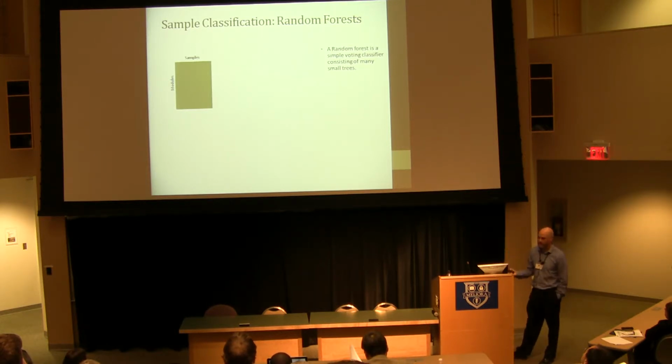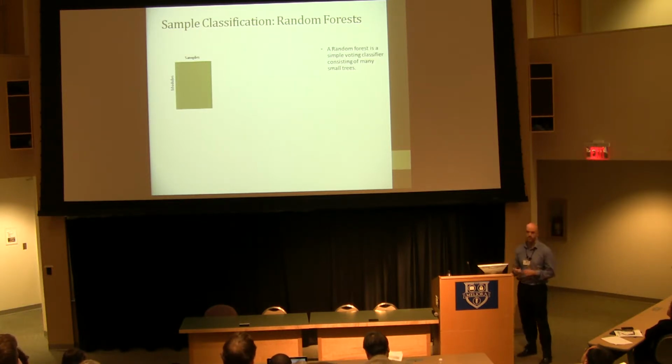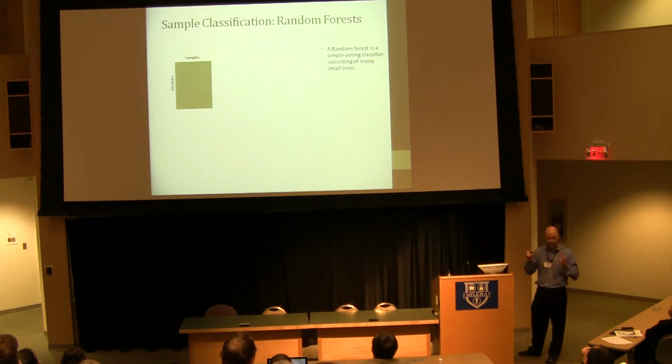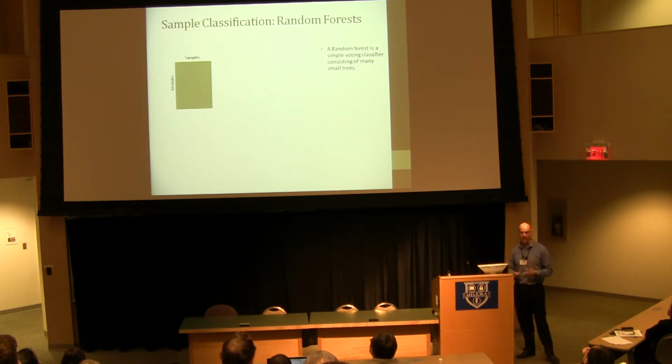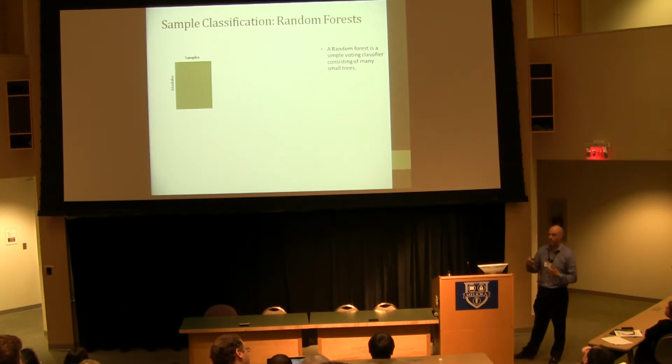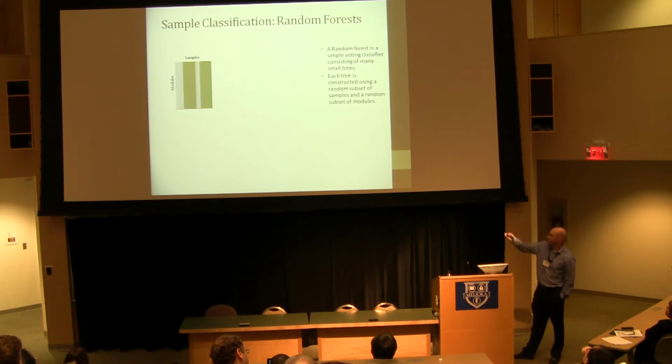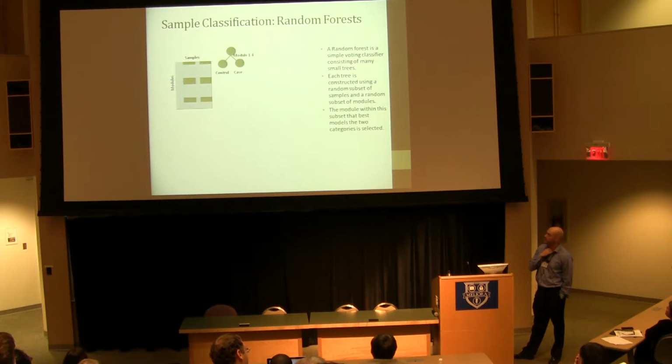The name kind of says it all. So it's basically a classifier. It's a voting system, and it's built of many simplistic tree voters. So you have a lot of classifiers that are each contributing a vote, and then those many trees make your forest, and each of those trees is built using a random subset of your samples and a random subset of your predictors, or in this case, your modules. So that's why it's random. You take a random subset of your samples and a random subset of your modules, and then you make a really simplistic tree.